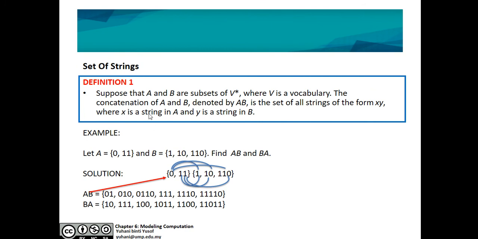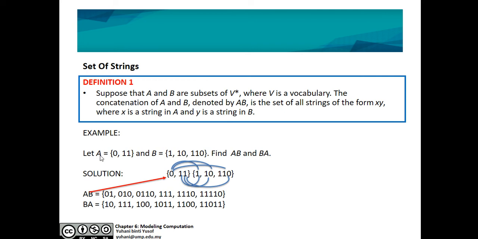Suppose that A and B are subsets of V star, where V is a vocabulary, meaning V star is any word generated by the vocabulary V. The concatenation operation of A and B, denoted by AB, is the set of all strings of the form XY, where X comes from A and Y is a string that comes from B. So let's go for the example.